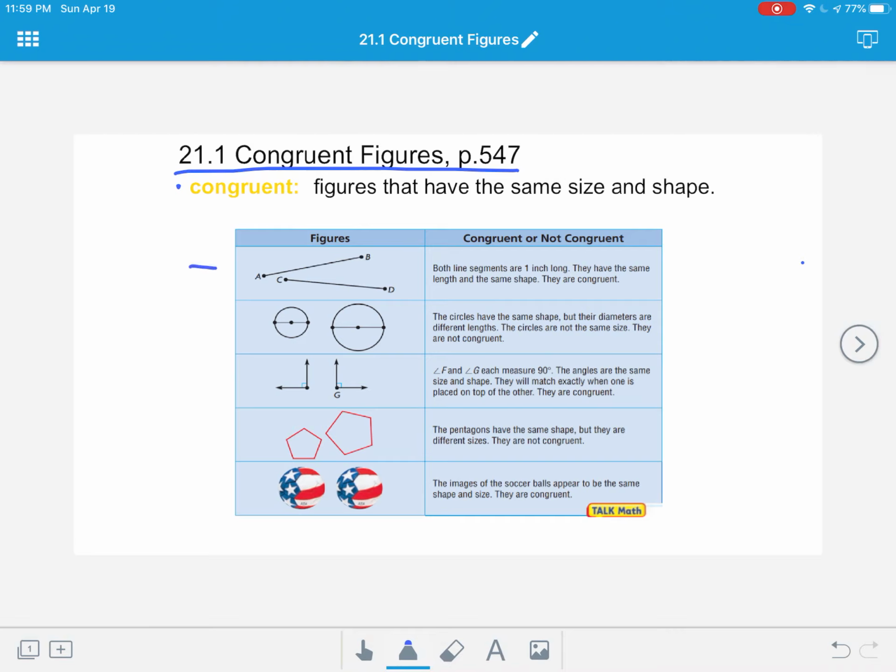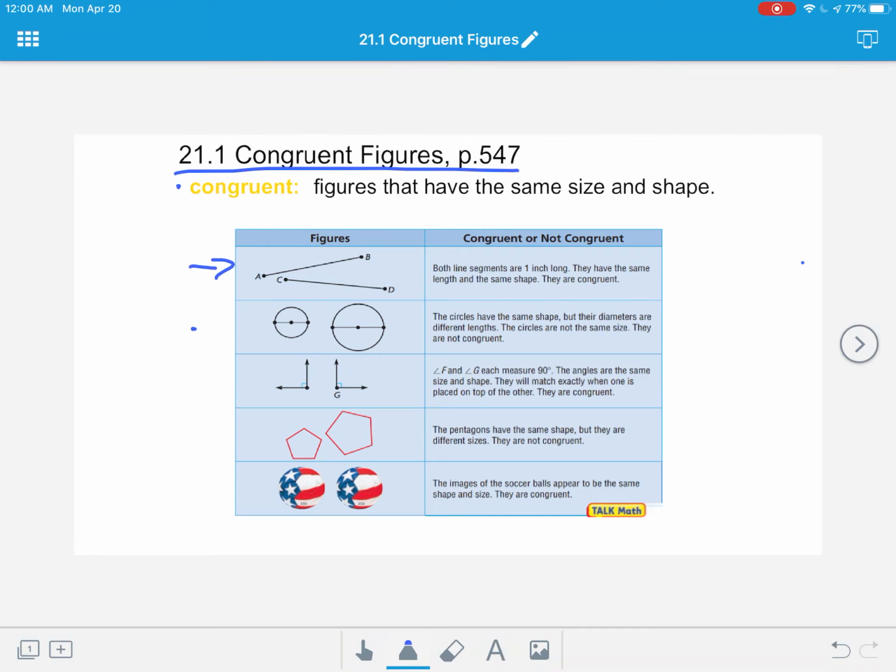Let's take a look at this first row. I see two line segments, AB and CD. Although they have different points, they're both the same size, the same length, the same shape. That means they are congruent. Even though they have different points on them, the line segments themselves are the same size and the same shape. So those figures are congruent.